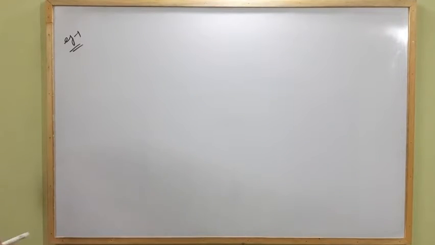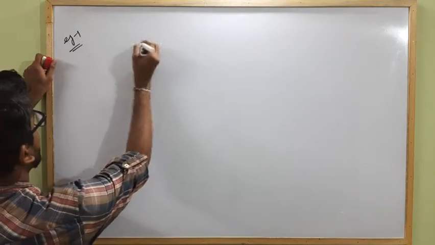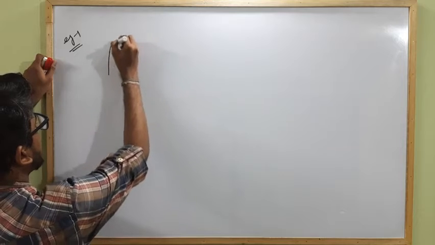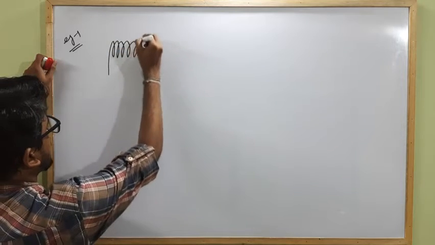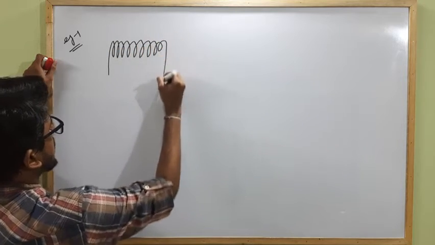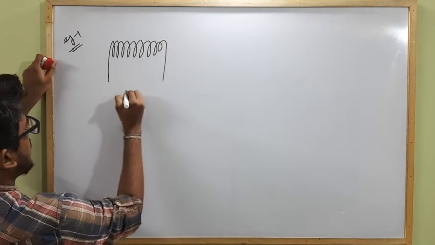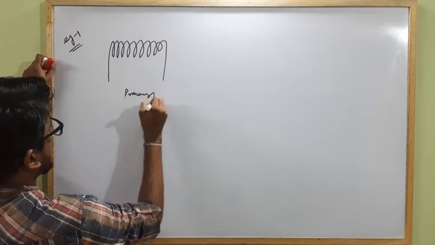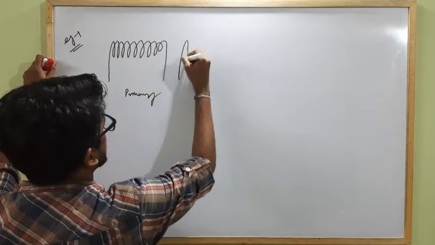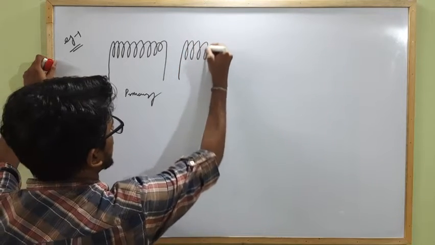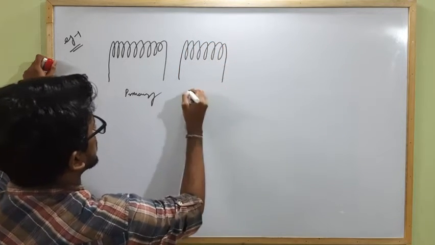Similarly, if there are two coils, okay, this is a coil which is known as primary and another coil is close to it which is known as secondary.